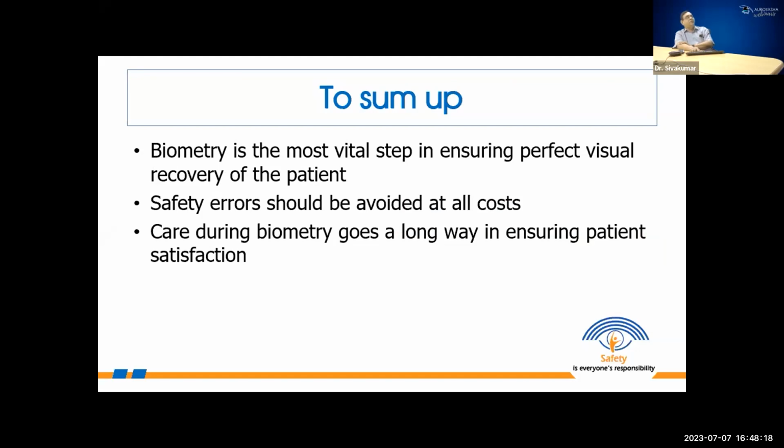So to sum up, biometry is the most vital step in ensuring a perfect visual recovery of the patient, and safety errors should be avoided at all costs, especially in implanting the correct IOL power. And care during biometry goes a long way in ensuring patient satisfaction.